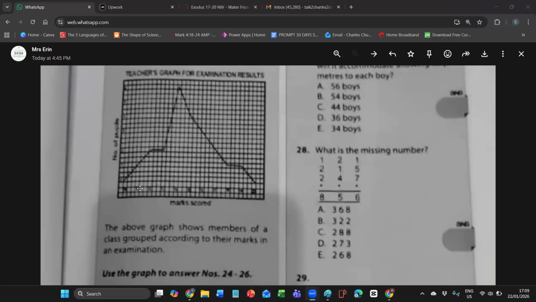Don't make an issue out of nothing. Now, the graph says that this is a teacher's graph for examination results. So let's try and understand. Now, the figures may not be too clear, but I want you to understand something, how graphs are formed. Okay? I'm going to do a bit of annotation.